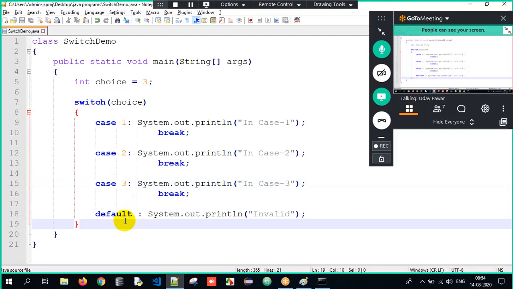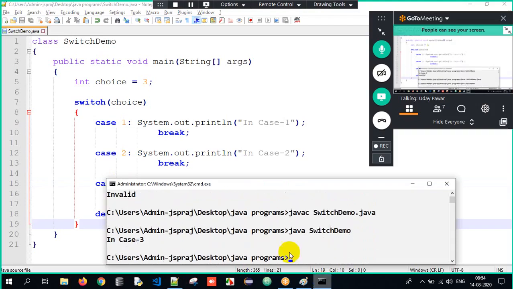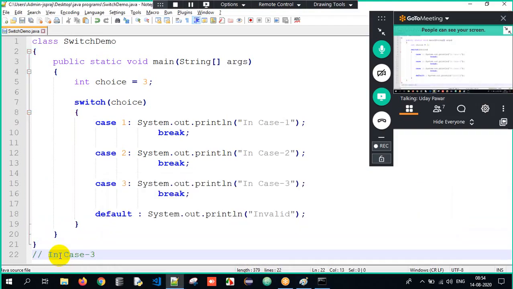But as of now, what will be the output? The choice is 3. 1, 2, 3. Case 3 will get executed. When I execute it, I will definitely get the output as in case 3. So my output is well efficient right now. This is how we are supposed to understand. Clear? This is one such example, guys.